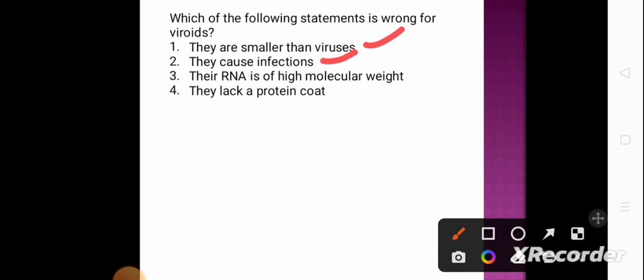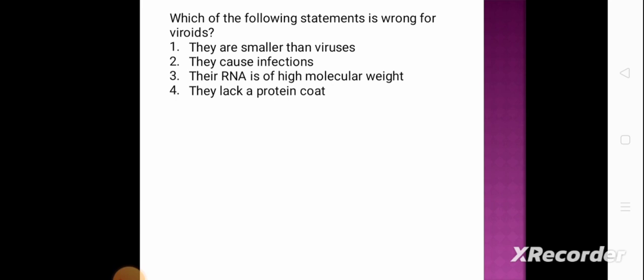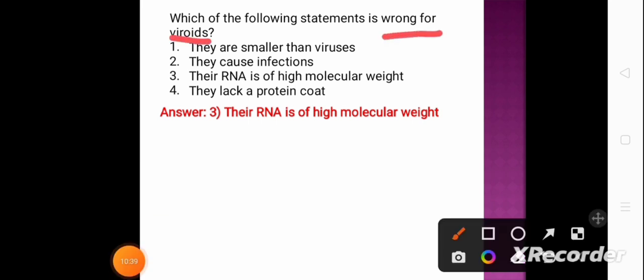Next option is their RNA is of high molecular weight. It is not correct because the RNA of the viroid is of low molecular weight. They lack a protein coat. It is also a correct option. So the answer will be that the RNA is of high molecular weight. This is wrong about the viroids.